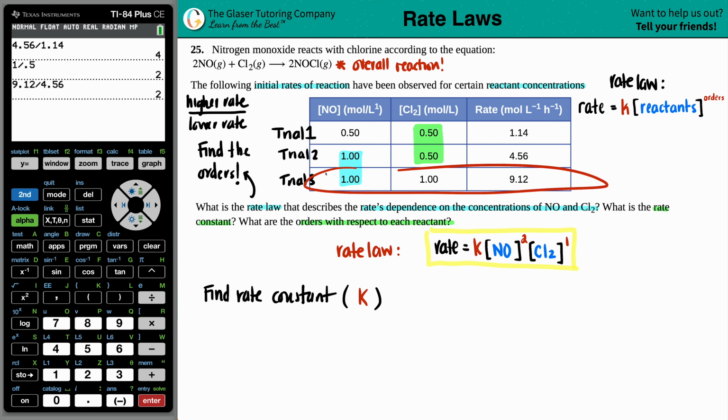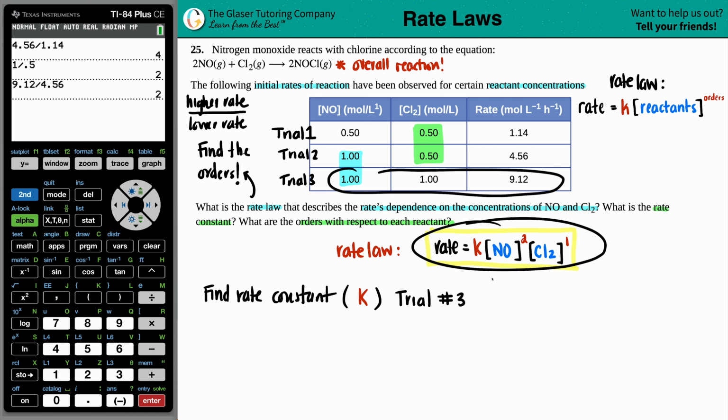Generally speaking, if you use any trial, 1, 2, or 3, your constant should be very close to all the trials. I'm just going to pick a trial. You could pick a different trial and see if our K values are very similar. So I'm going to pick trial 3. What I'm going to do is throw all the values into the rate law that we know, and then solve for K.